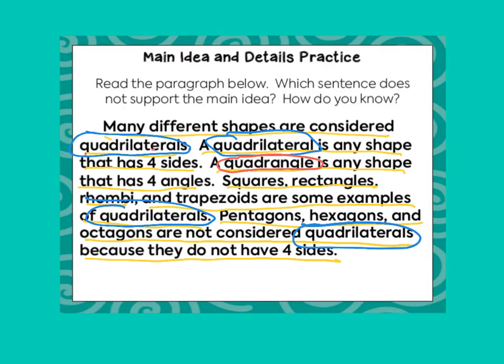Squares, rectangles, rhombi, and trapezoids are examples of quadrilaterals. That fits with the main idea. And so does the last one. The one that does not fit is this one, a quadrangle. That's just a random detail that was put in here, but it has nothing to do with the main idea. Many different shapes are considered quadrilaterals.